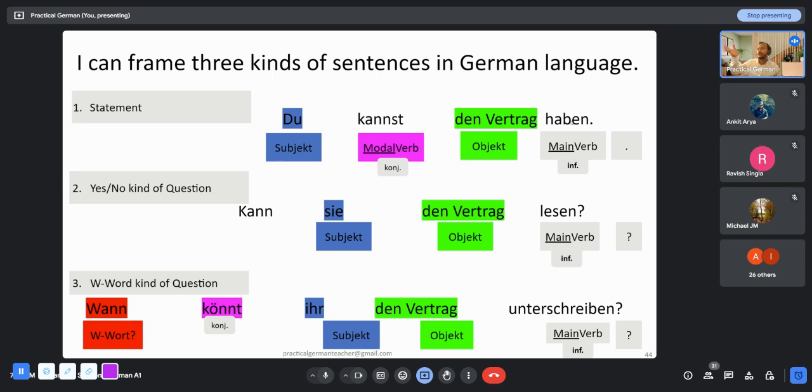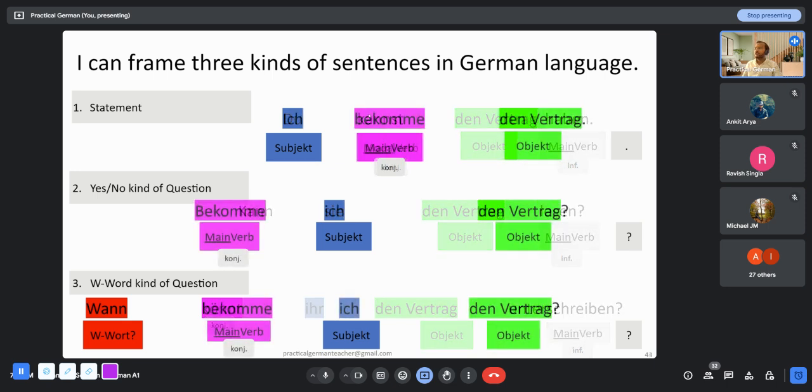Modal verbs also let you say many more things, right? You can say you should, you can, you have to, and so on. But the good part is that you don't have to think about how to conjugate the other verb, because you don't have to conjugate it. That is the good thing about modal verbs. When you use a modal verb, please understand the other verb will always be at the last position. Check haben, lesen, unterschreiben. It is at the last position. Remember this.